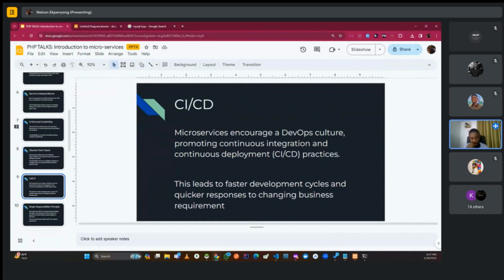Now, with microservices, you cannot do without continuous integration and continuous development. It just will not work. I am currently on a team for a company, in one team that is building just one service. You cannot operate without a very solid CI/CD culture. It won't work.